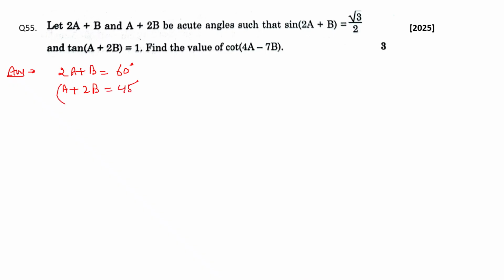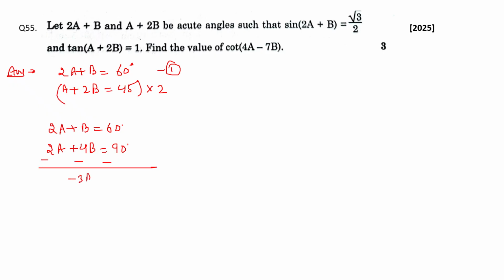Okay, I'm going to multiply by 2 here. The first equation I am writing as it is. The second equation I am multiplying with 2. So 2a plus 4b is equal to 90 degree. Now subtract it. So minus 3b is equal to minus 30 degree. So b is 10 degree. Then find the value of a from the first equation. So 2a is equal to 60 degree minus b, means 60 degree minus 10, 50 degree. So a will be 25 degree.